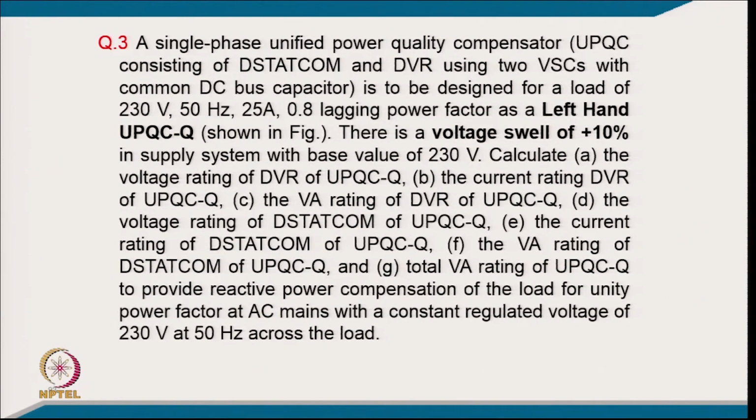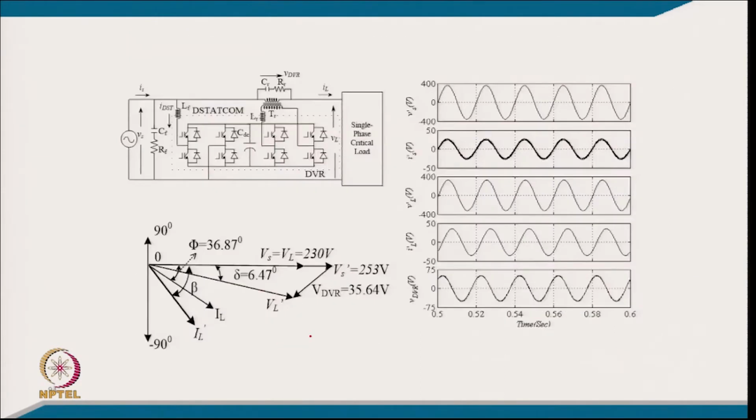So, coming to numerical example 3: a single phase UPQC consisting of D STATCOM and DVR using 2 VSC with a common DC link capacitor is to be designed for a load of 230 volt 50 hertz 25 ampere 0.8 lagging power factor at the left hand UPQC, and there is a voltage swell of 10% in the supply. We need to calculate the voltage rating of the UPQC, current rating of UPQC and VA rating of DVR, and then the current rating of D STATCOM of UPQC, voltage rating, VA rating and the total VA rating of UPQC to provide reactive power compensation of load and unity power factor at the source.